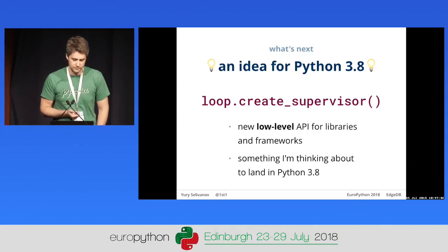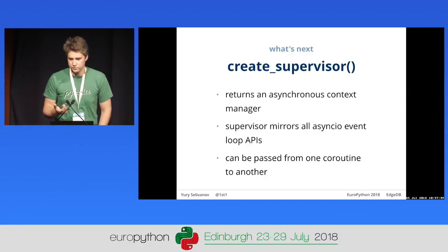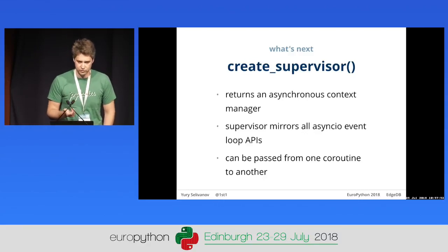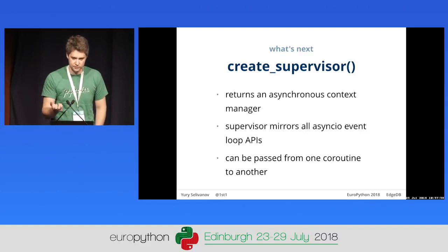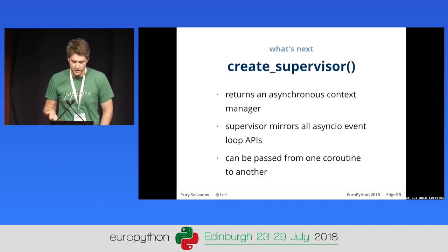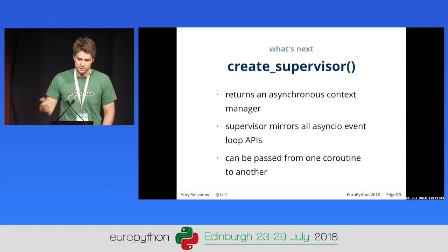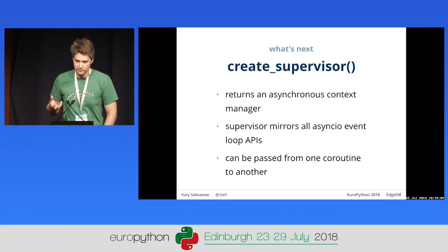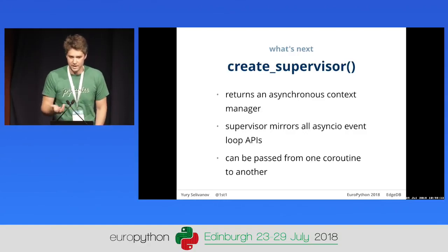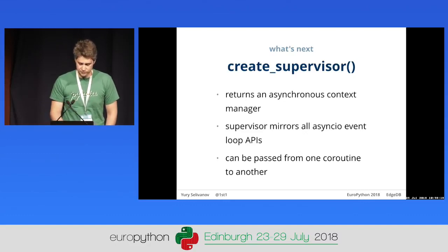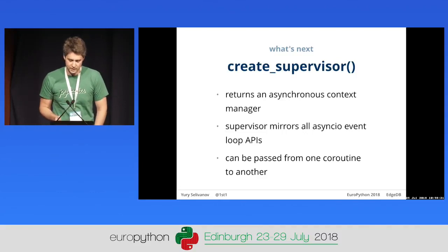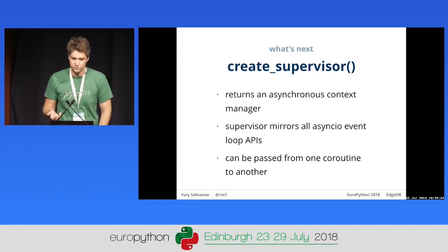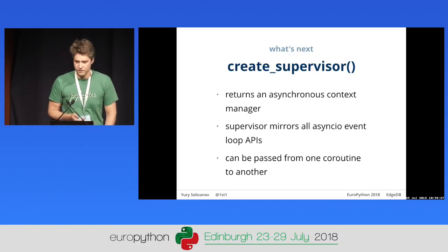It's called create_supervisor. And create_supervisor returns you an asynchronous context object. You can use it in the async with statement. And the supervisor kind of mirrors all asyncio event loop APIs. So it will have the call_soon method, it will have the call_later method, create_connection, create_server. So the idea is that we can give a virtual event loop to any library that wants to use the event loop. And we can track all those resources, and you can pass it around if you want, just like you would an event loop. And this is a low-level API, so it's meant to be used in libraries like aiohttp or asyncpg.